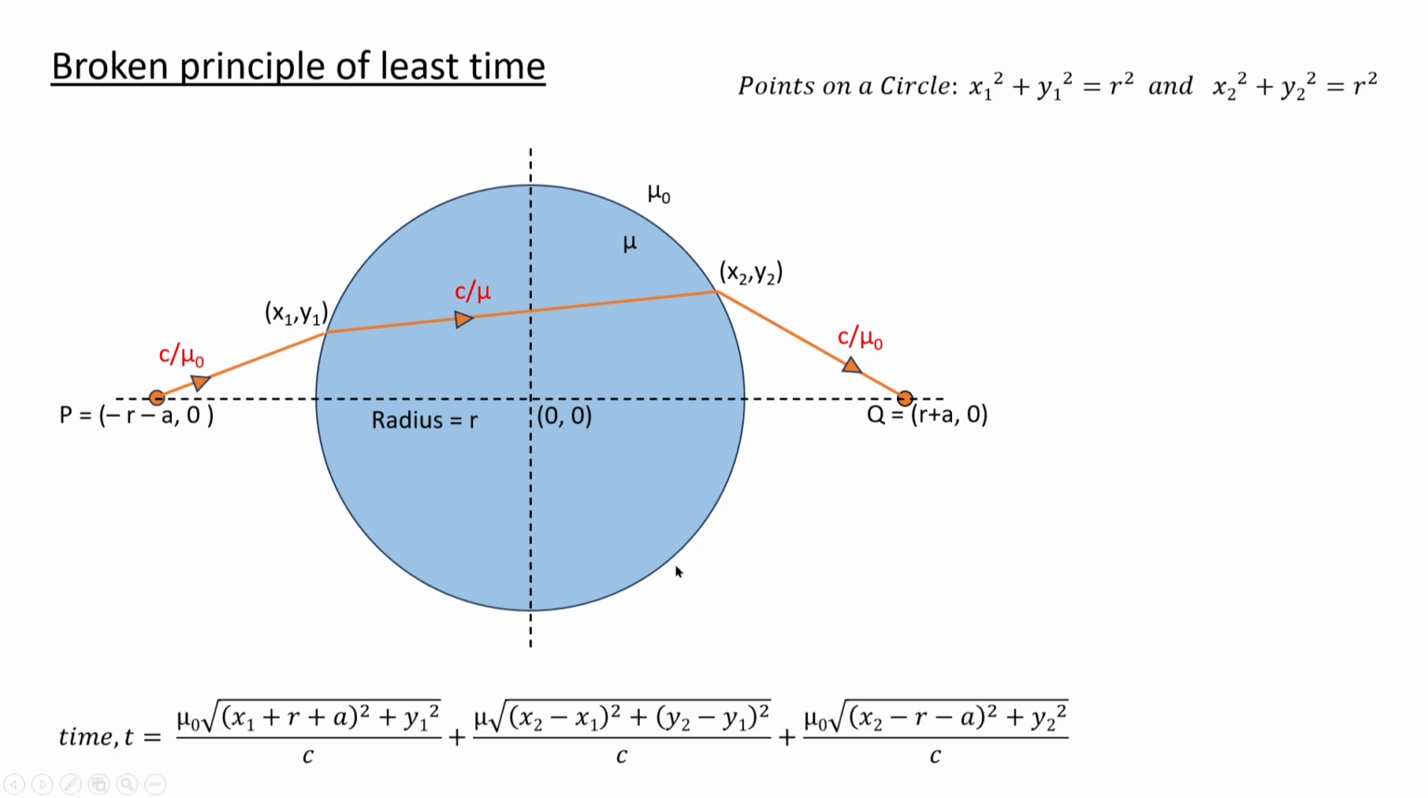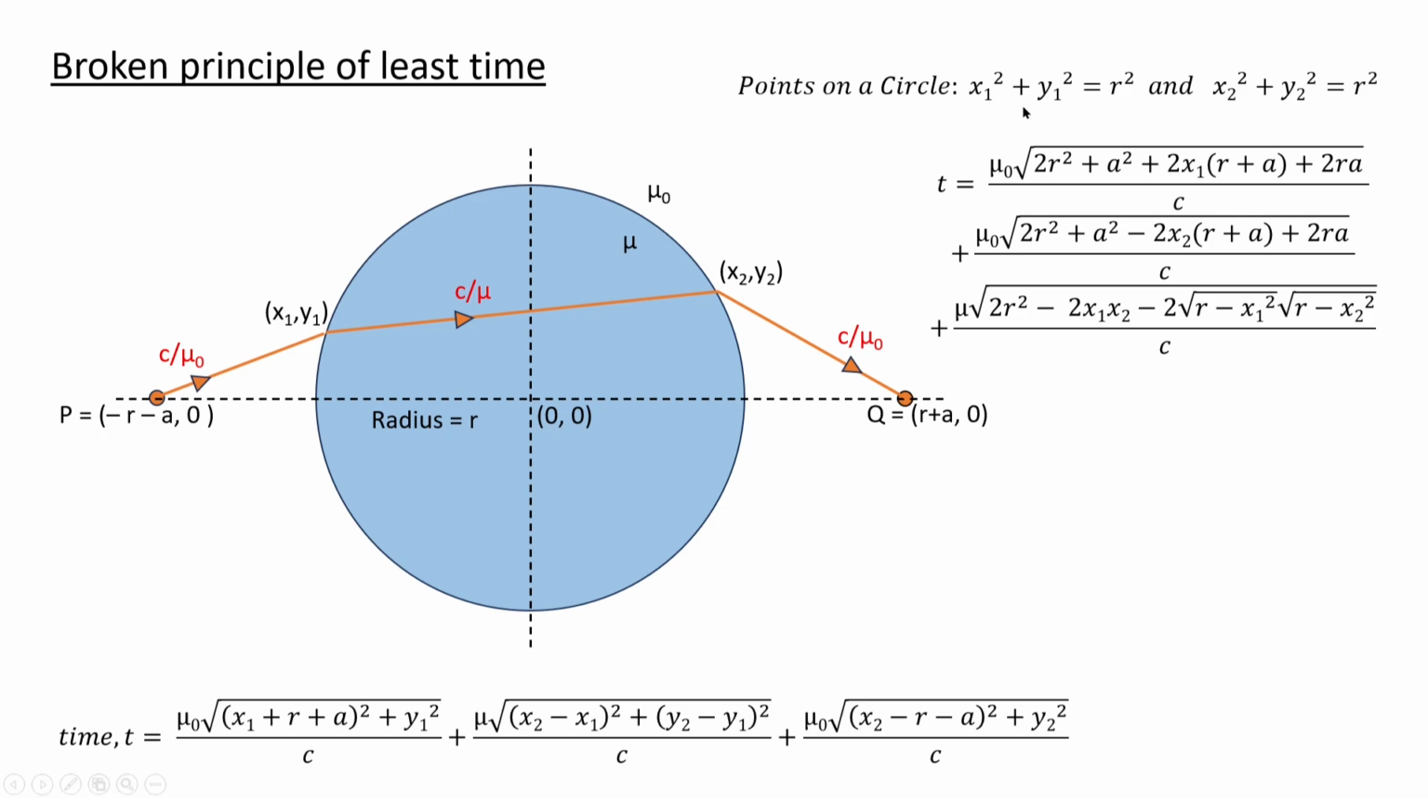So we can note that due to the constraint in the problem, these two points x1 y1 and x2 y2 lie on a circle. So they have to satisfy this equation, x1 square plus y1 square equals r square, where r is a constant, which is the radius of the circle, and x2 square plus y2 square is also r square. When we use these two equations of the circle and eliminate y1 and y2 from the time equation, we end up with this format. This is what we get when we eliminate y1 and y2.